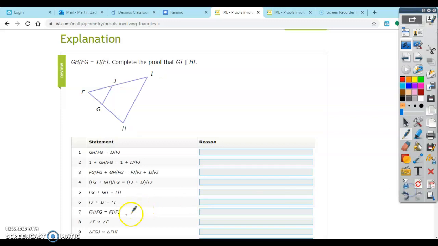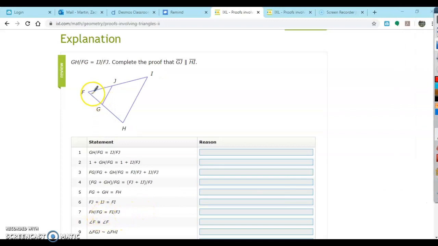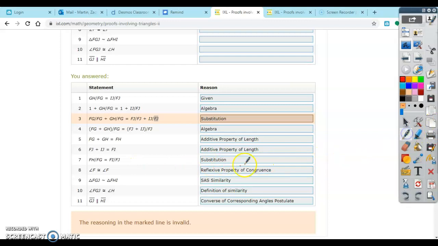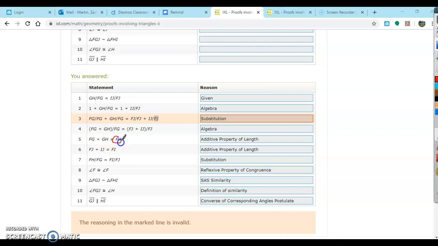Then in step 7, they say FH divided by FG is equal to the length FI divided by FJ. And you scroll on down here and you see that's just substitution. Why? Well, take a look at steps 5 and 6 and step 4. Step 7 is just step 4 written with FH substituted in for this guy, and then FI substituted in for this guy. So step 7 is really just step 4 with the substitutions from step 5 and 6 done. So step 5 and 6 support what was already stated in step 4 and allows us to make the statement in step 7. So that's just substitution.